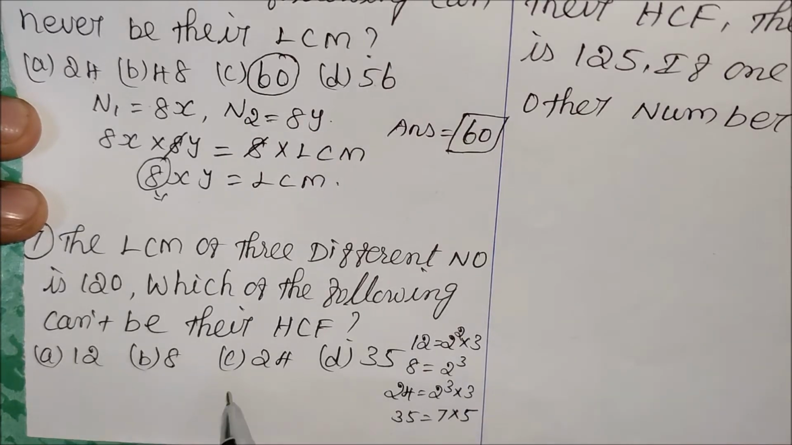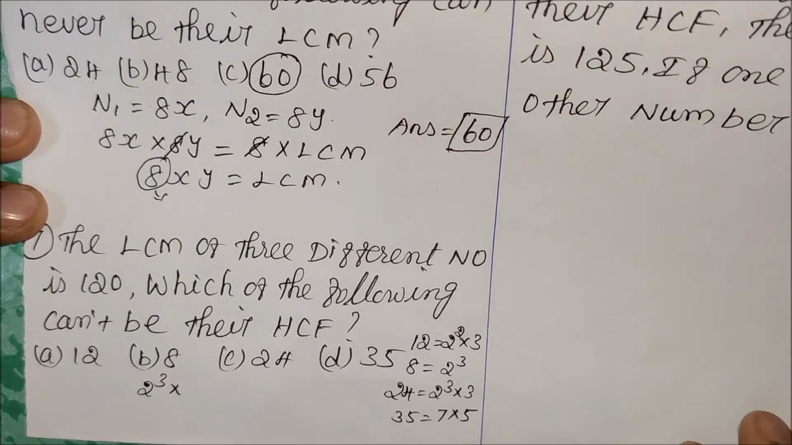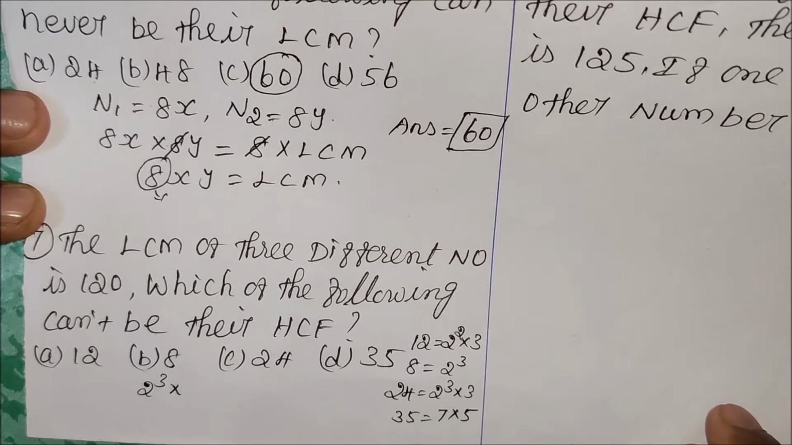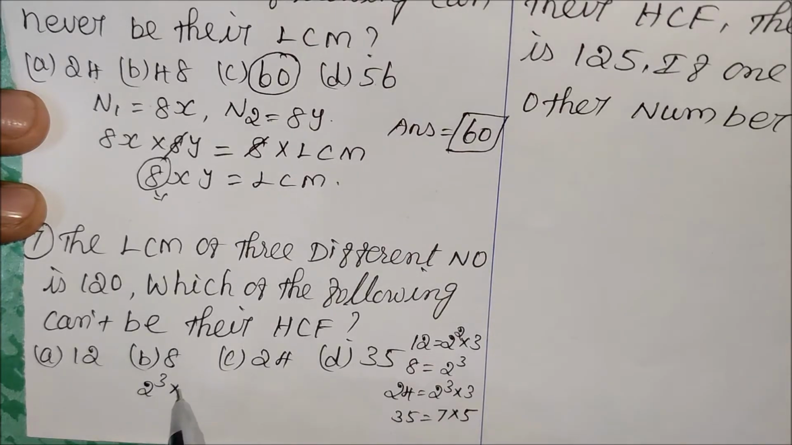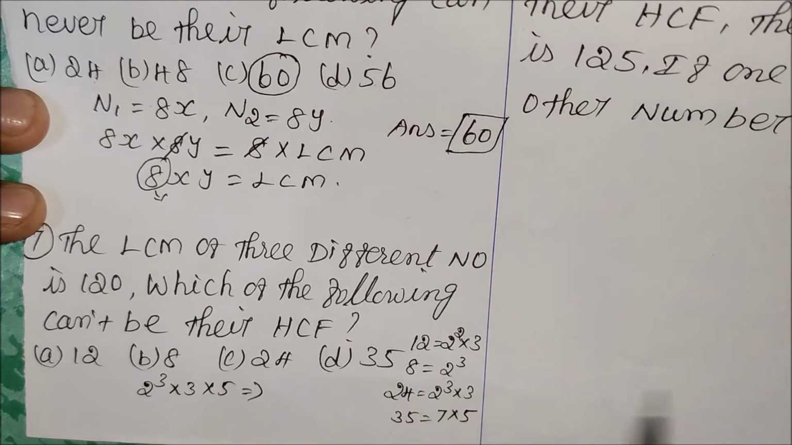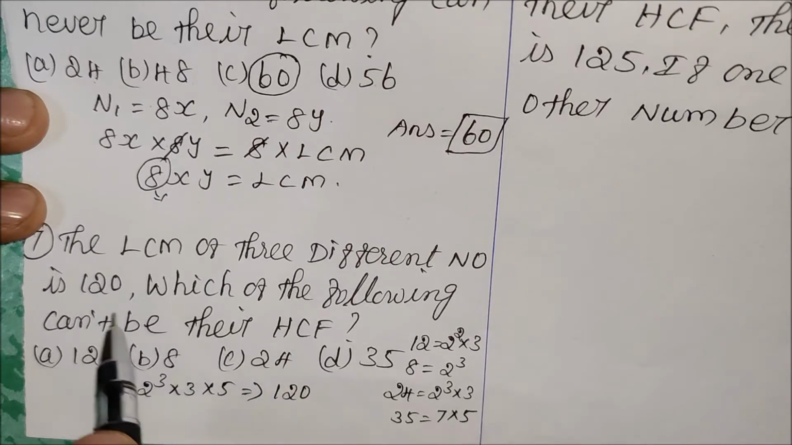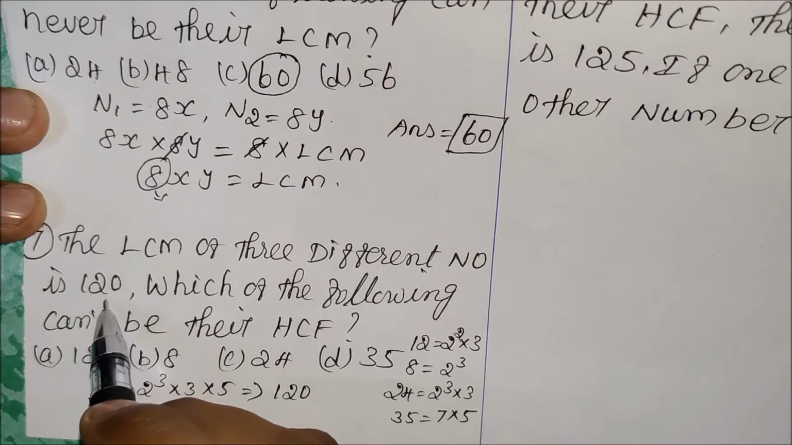As I explained in our previous video how to calculate LCM and HCF of given numbers, you can go through that video to learn how to calculate this. So the LCM is 2 cube into 3 into 5. If we calculate, 8 into 3 is 24, and 24 into 5 is 120. So we are getting the same answer that they have given in the question.